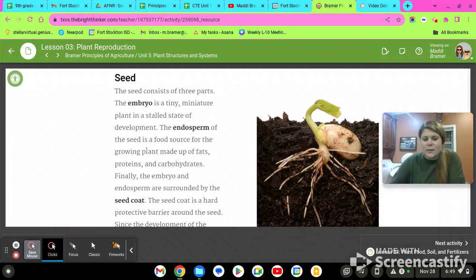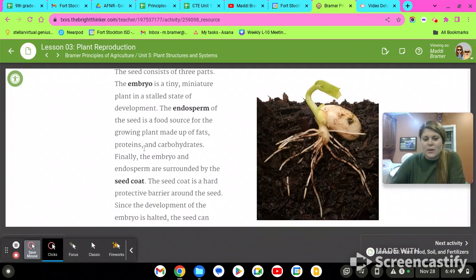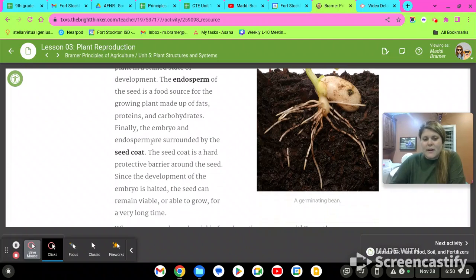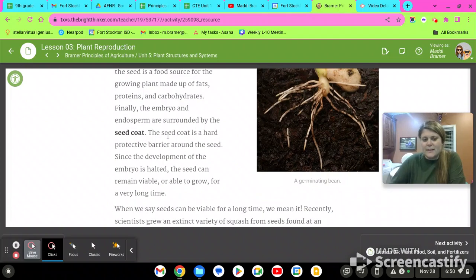The endosperm of the seed is a food source for the growing plant. So it's what that embryo is going to eat to survive. Finally, the embryo and endosperm are surrounded by the seed coat, which is what you see, the hard protective layer around that seed that's going to protect those 2 important parts.